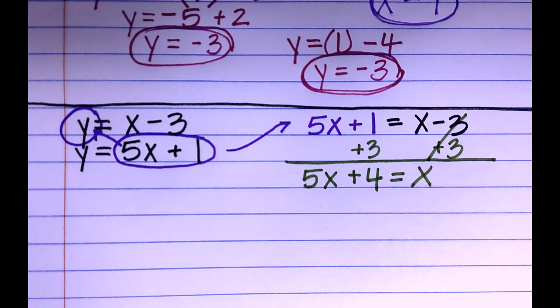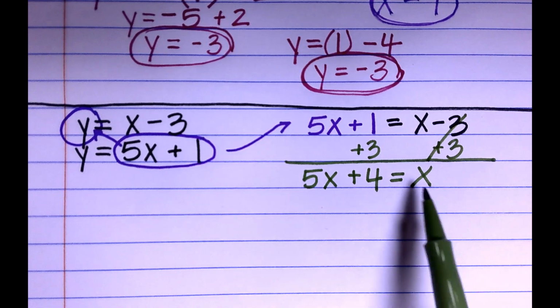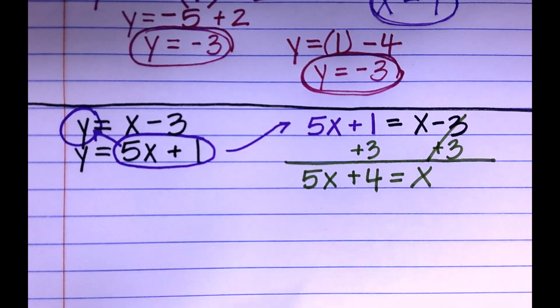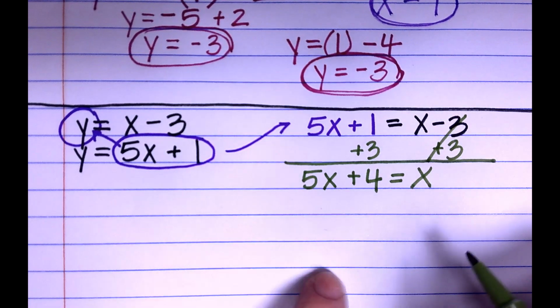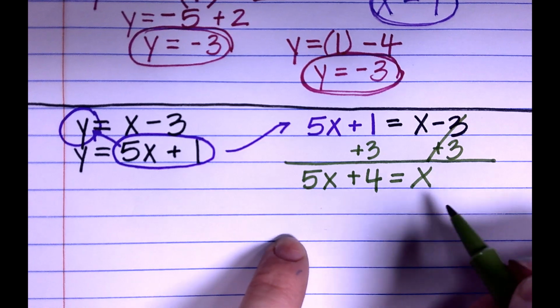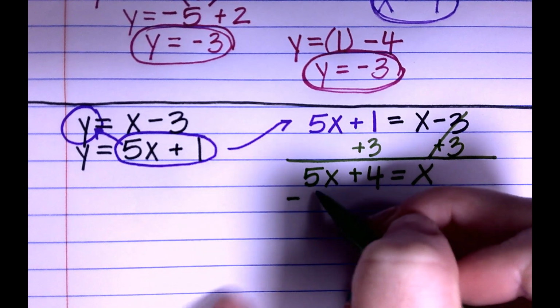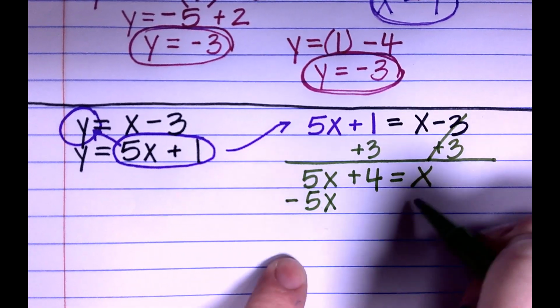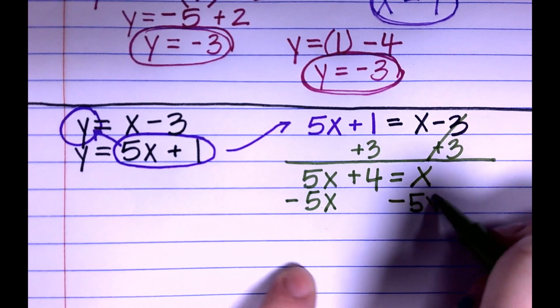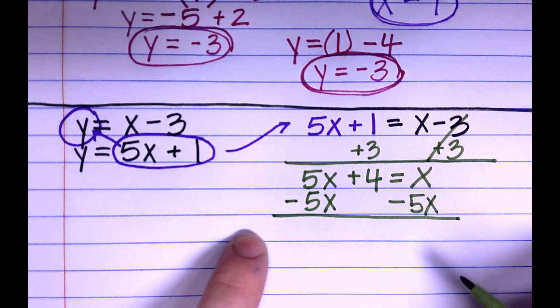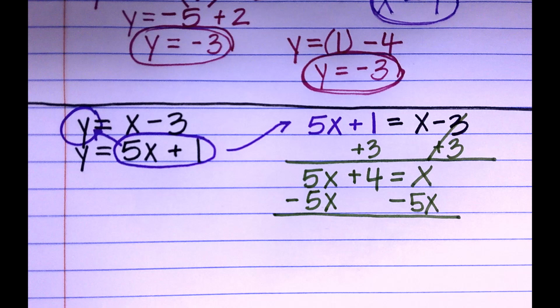We want to combine like terms. We could subtract 5x. We could also subtract x. Either one is fine. Which one do we want to do? Sure, let's subtract 5x. And something you'll notice when you're solving equations like this that have multiple steps is you can do a lot of different things.